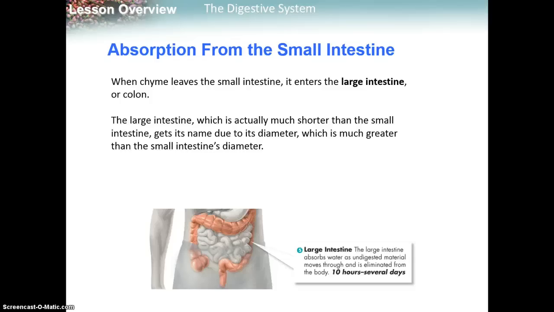Alright, so now we're into the large intestine. We absorbed all of our nutrients, so now what we have left is undigestible material and water. When chyme leaves the small intestine, it enters the large intestine. The large intestine is much shorter than the small intestine. The reason it's called the large intestine is because its diameter is much larger than the small intestine.